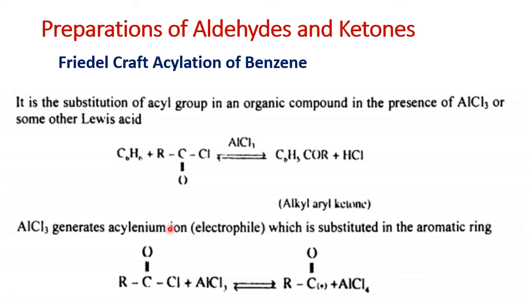We know that in the presence of AlCl3, first of all the electrophile is produced, and it attacks the benzene ring, and we will get the ketones. So if this is methyl, we will get the methyl over here. This is called acetophenone. And if this is a benzene ring, we will have another benzene over here. That will be called benzophenone.